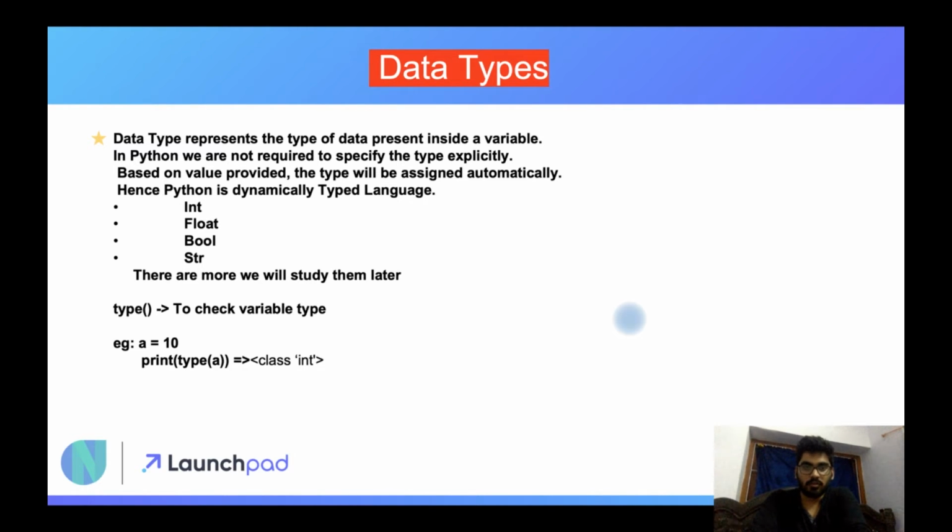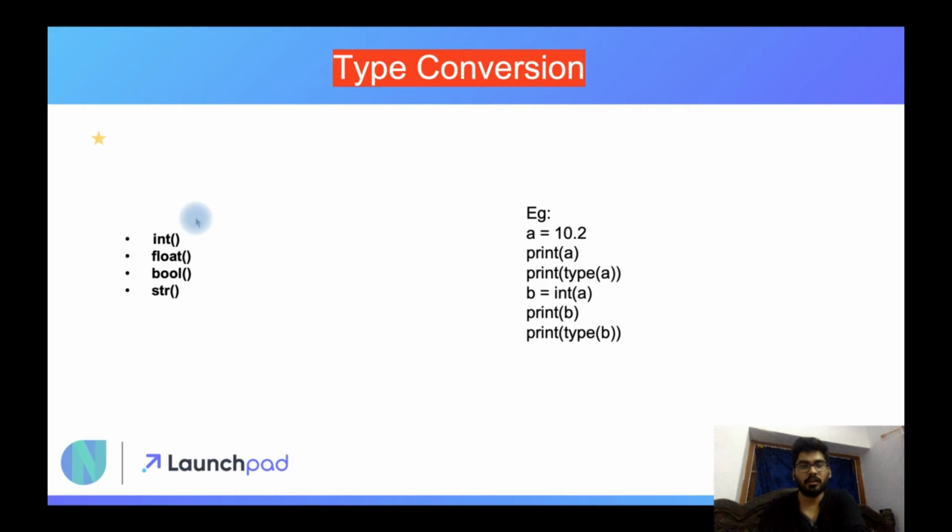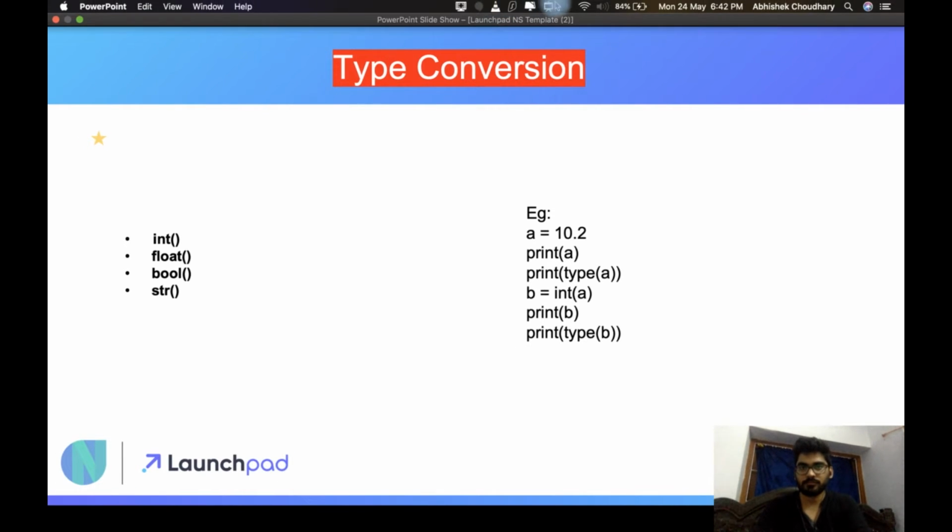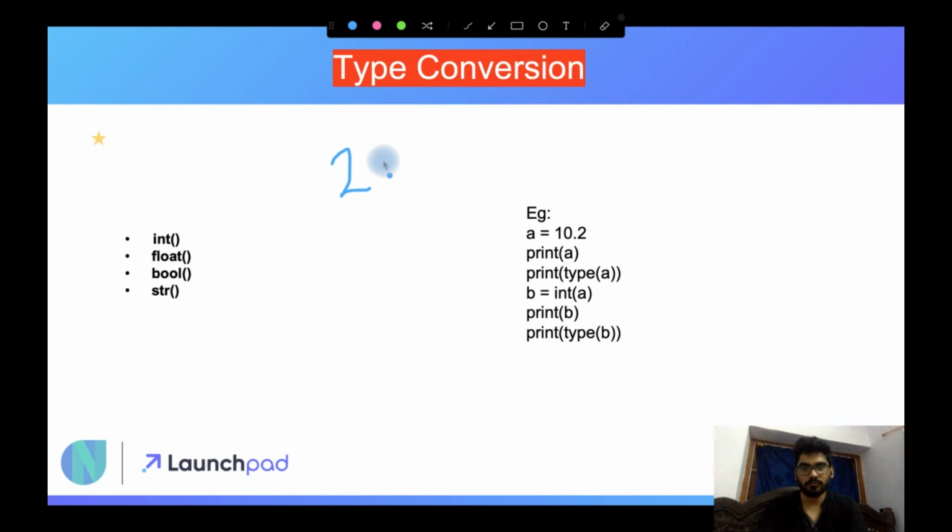Now let's go to the next section of this tutorial. We know that there are 4 types of data type: int, float, bool, str. Now how can we convert data from one data type to another? That conversion of data type from one type to another type is called type conversion. For example, if I write 2.4, it's a float data type. But what if I want to convert it to integer? How can I convert it?